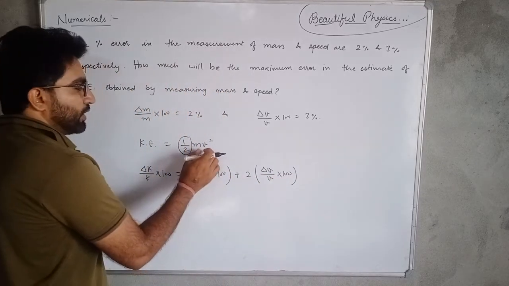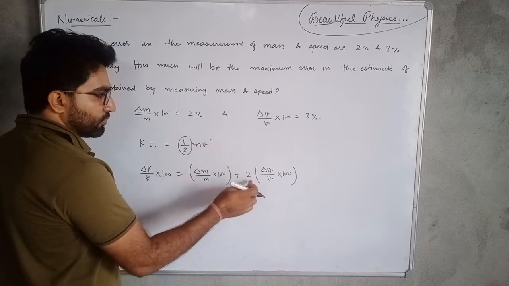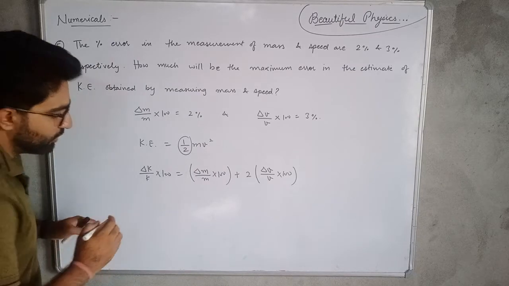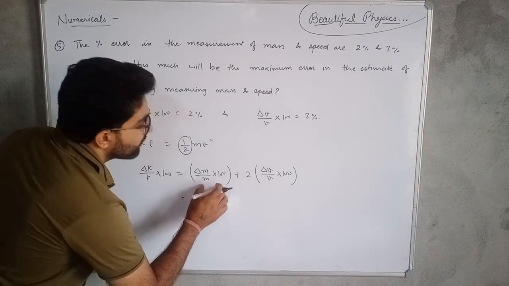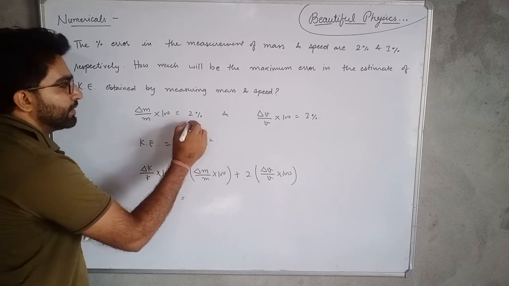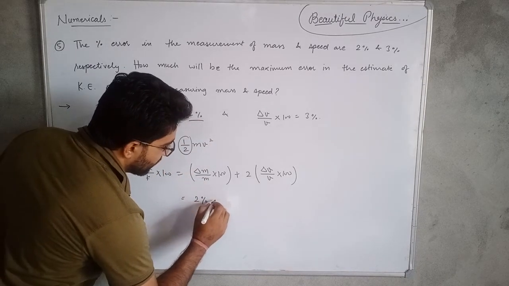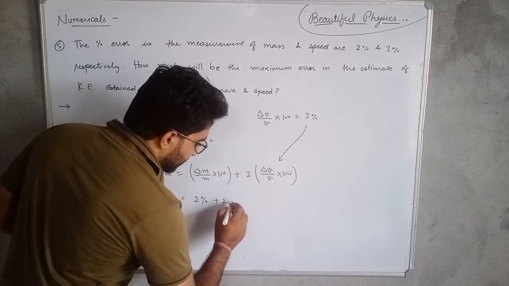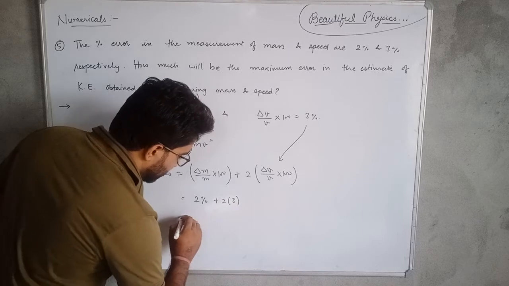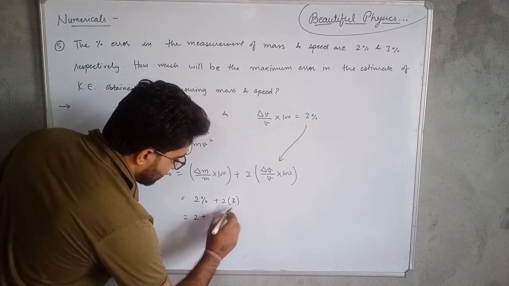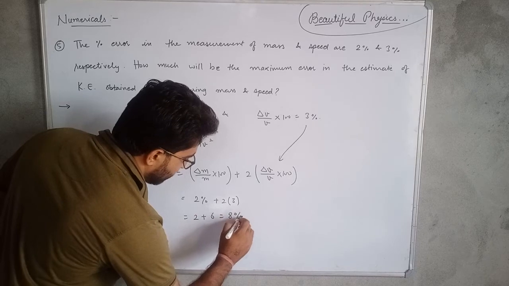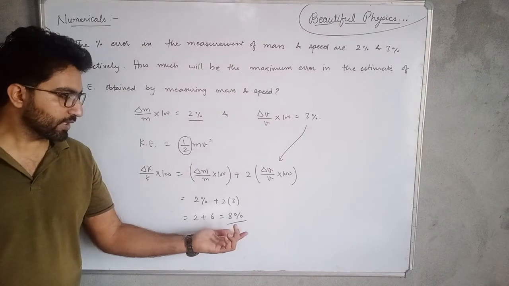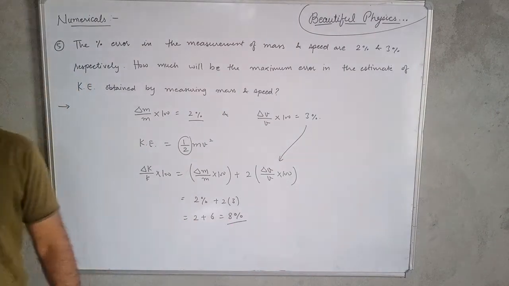क्या करना है, हमने प्रोडक्ट को सम में कन्वर्ट कर देना है और जो पावर है, पावर को सामने ले आएंगे और v के लिए जो परसेंटेज एरर है वो लिख देंगे और मास के लिए जो परसेंटेज एरर है वो राइट कर देंगे. So it will be equal to delta m by m into 100, which is 2%, plus 2 and delta v by v is 3%, into 3. It will be equal to 2 plus 6, and the answer is 8%. So the maximum error in the measurement of kinetic energy will be 8%. Okay.